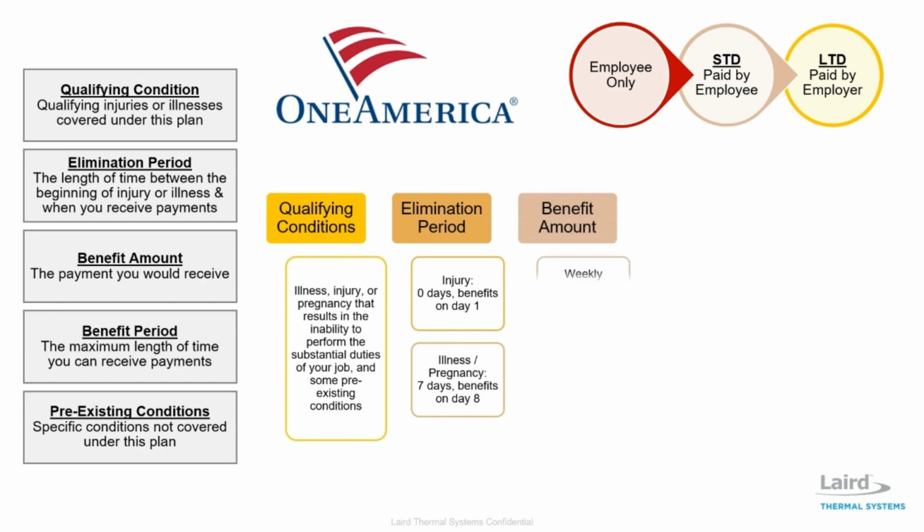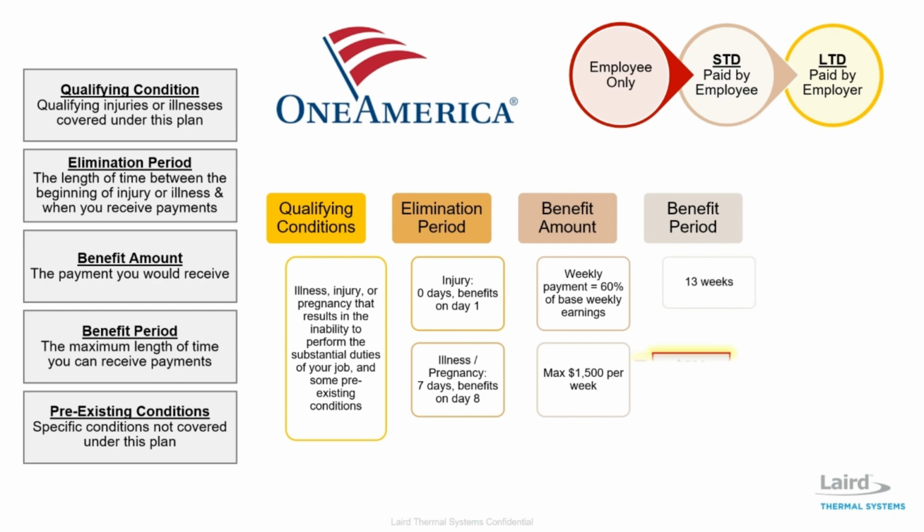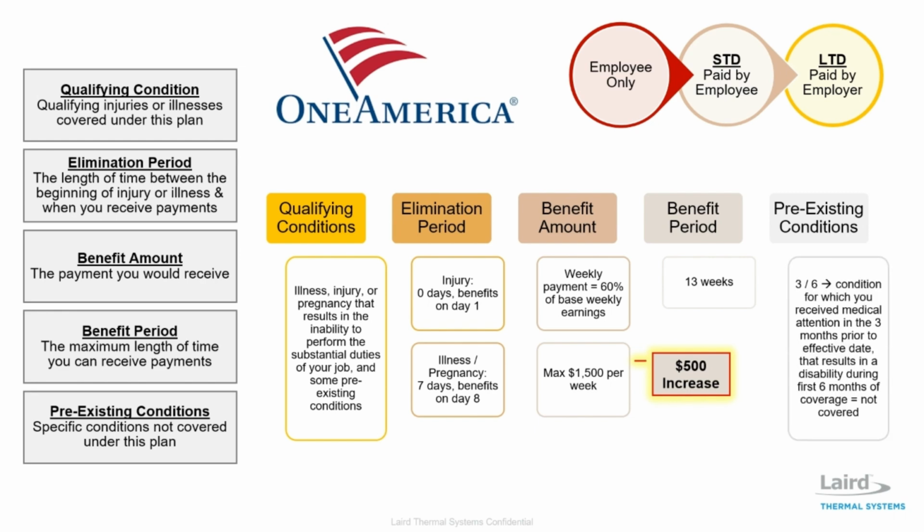The benefit amount is a weekly payment of 60% of your base weekly earnings, up to $1,500 per week, for a benefit period of up to 13 weeks. This is a change in the plan design for 2025. The benefit payment max has increased $500 from last year. The pre-existing condition terms are 3-6.